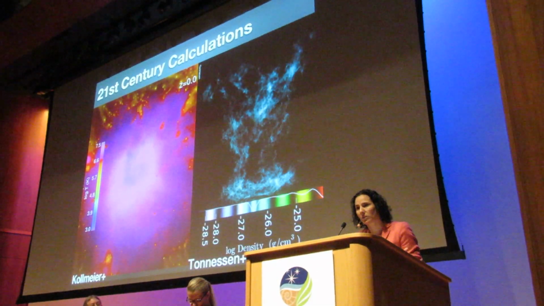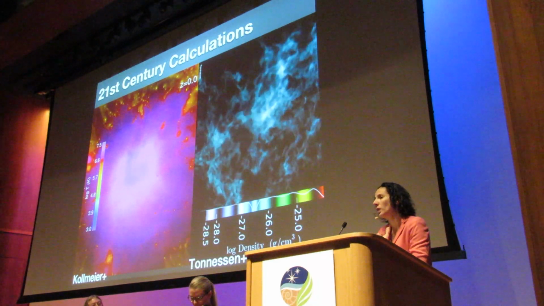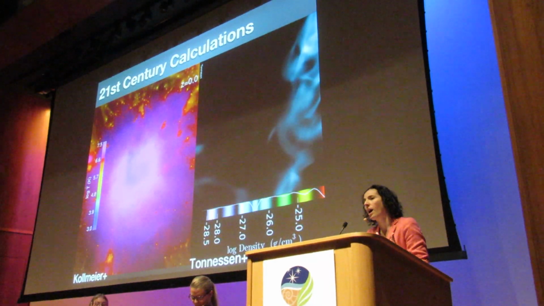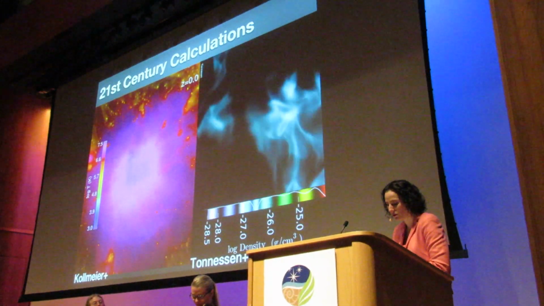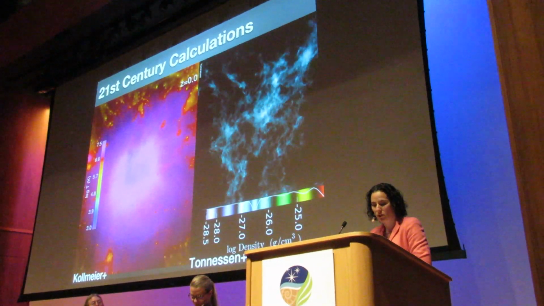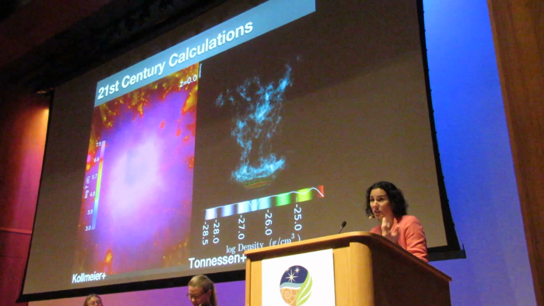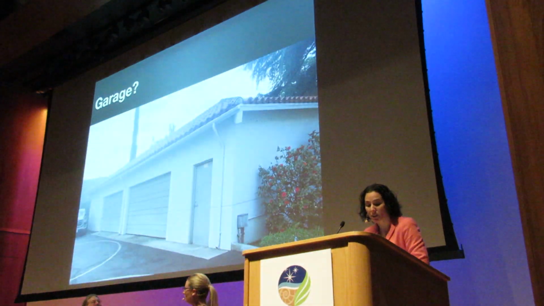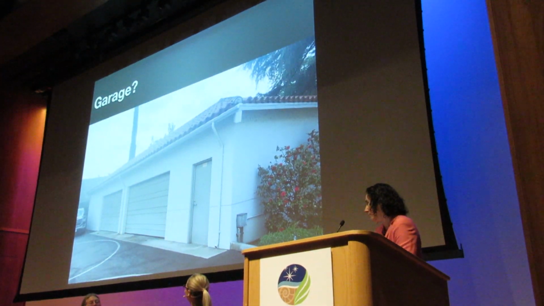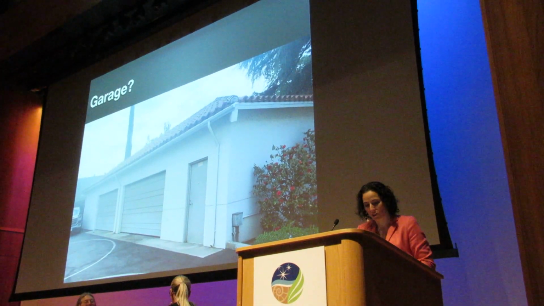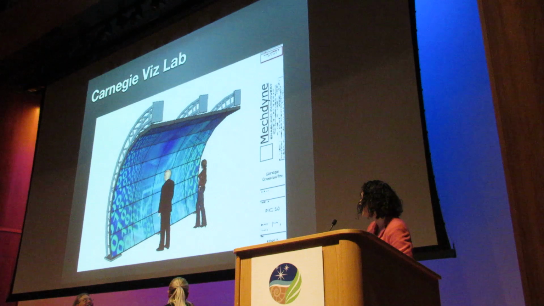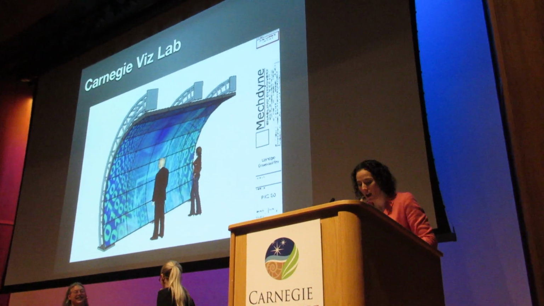How do we extract all of that information? How do we do principled comparisons of these calculations to the observations themselves, to those data cubes that I showed you before? And that's why we're trying to build a VisLab. So Chris showed you his Powerwall. We want to take one of these California garages and turn it into something great. This is what we are hoping to turn it into.